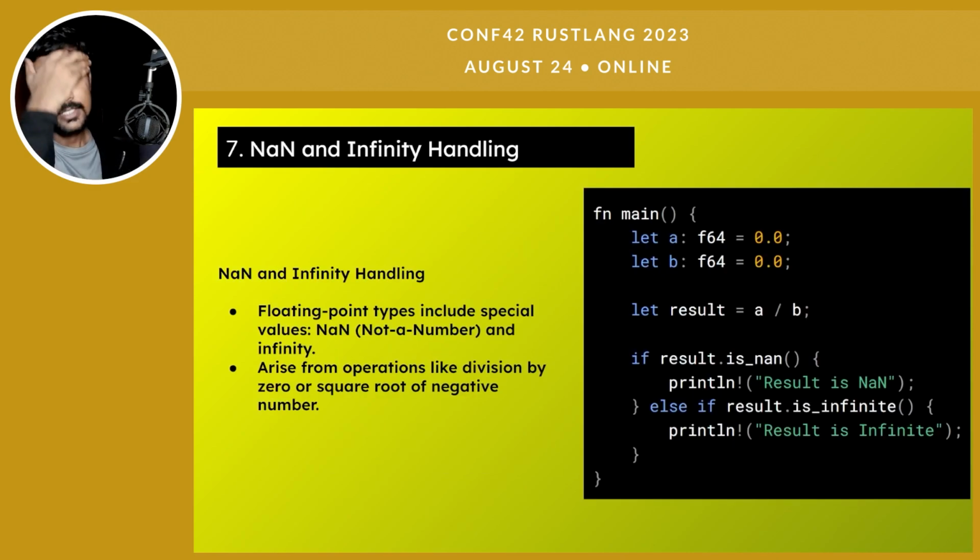Now, another case, this is not a problem. Rather, I should say, it is the specification given in the IEEE 754 standard that we can have not a number and infinity handling in floating point numbers. Let's say that you want to divide two numbers, and those two floating point numbers happen to be absolute zero. Then mathematically, the result should be nothing.